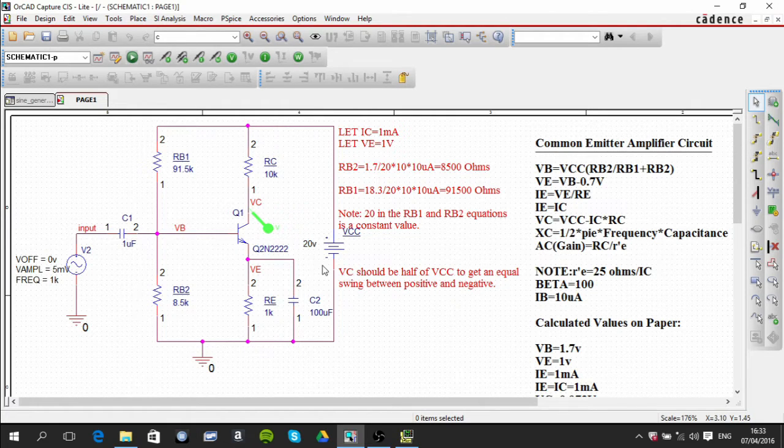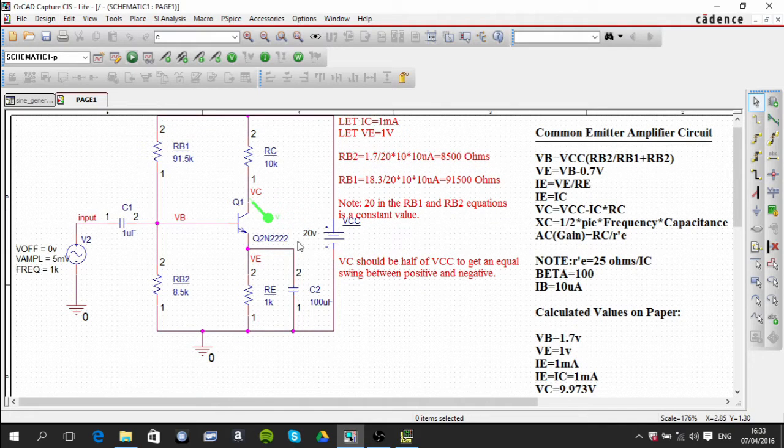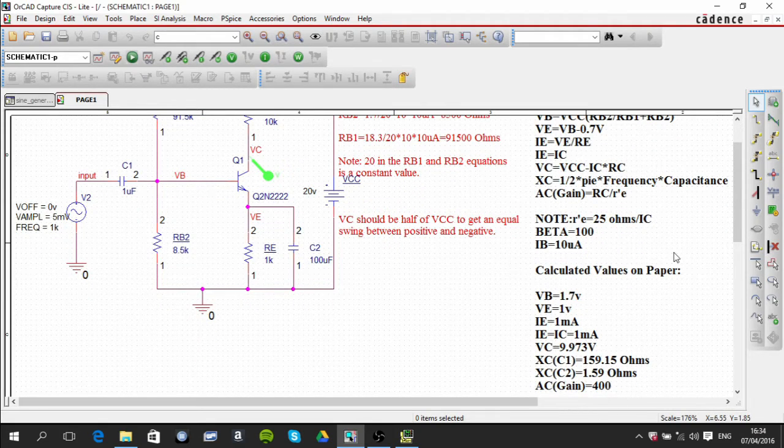Because we put in this bypass capacitor, that's going to increase the gain of our circuit. To find the gain of this circuit, it's RC over the internal resistance of the emitter, and that's usually taken to be 25 ohms per milliamp of current, so that's a constant value. We know there's 1 milliamp flowing here, so you're dividing 1 into 25, so it's going to be 25. With a collector resistor of 10 kilo ohms, you end up with a gain of 400.